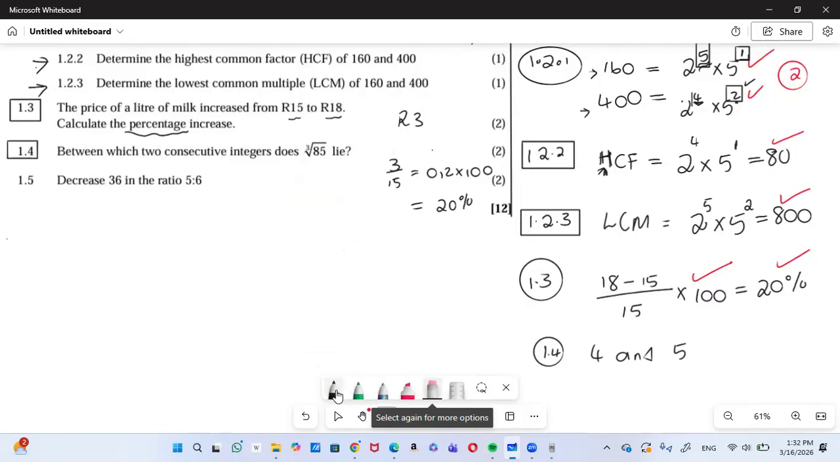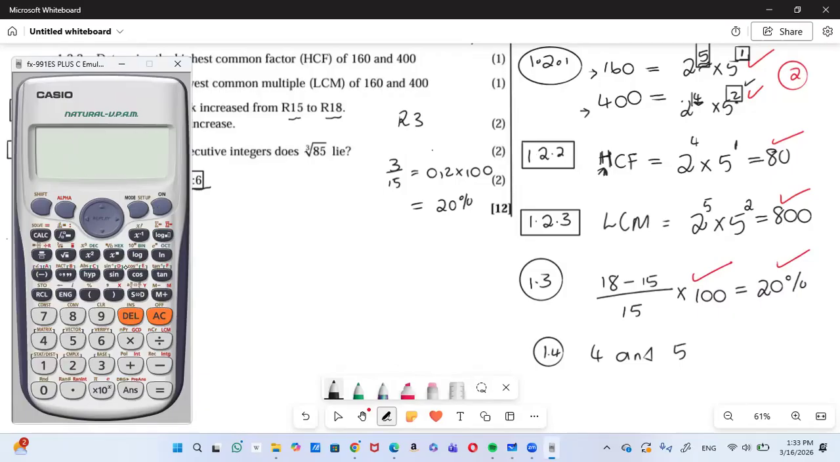For our last question, they're saying decrease 36 in the ratio of 5 to 6. So now, guys, this one is one of the very easiest questions. We just take the higher number there, you make it your denominator, so you're going to have 6 over 5. Then you multiply this by that 36, and you should be getting something like 30 if you do that. Let's quickly find out.